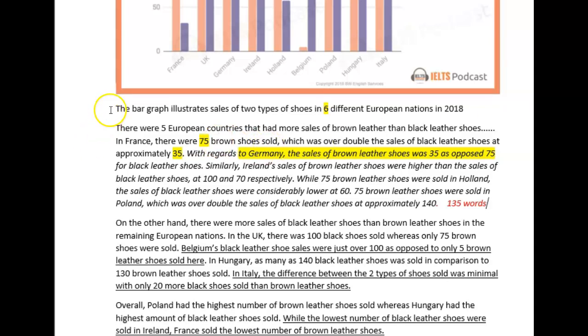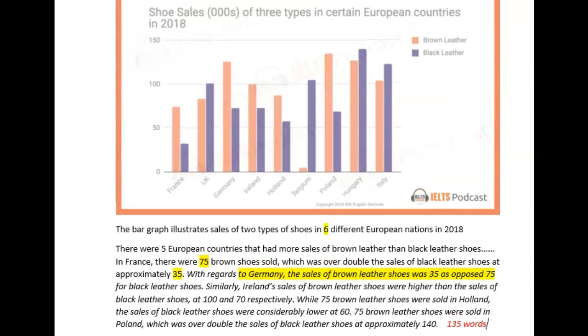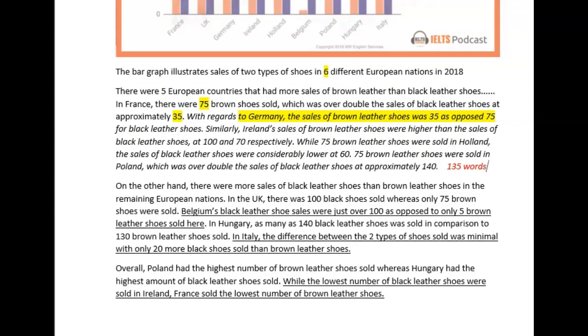Okay, so that's your introduction. Here you're going to give me the highlights. 5 European countries where sales of brown leather were higher than, let's do a comparative, than black. You don't need to keep on repeating leather shoes. And you can put a full stop there. In France, sales of brown shoes, or brown ones, were, and 75,000 you have to put, or 75,000 and not just 75 shoes, which was double that of black ones at approximately that.